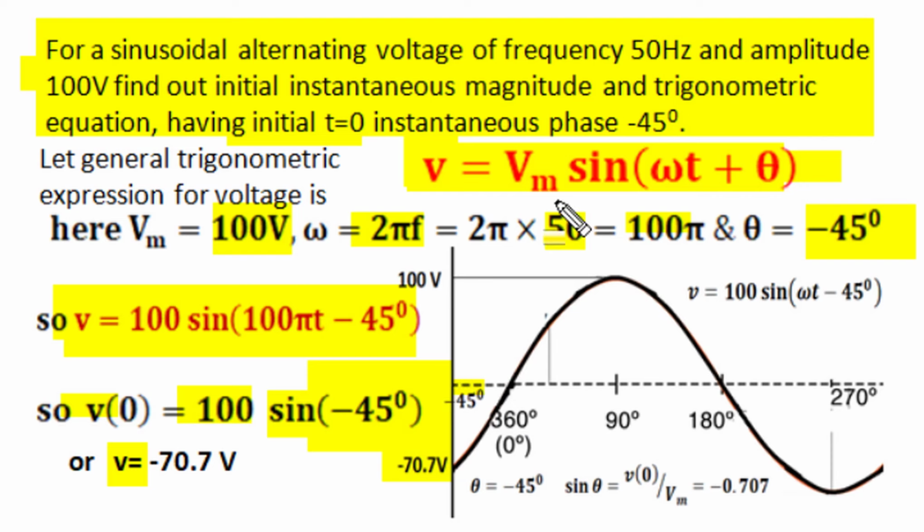So this sinusoidal signal lags the standard sine wave by 45 degree, and after 45 degree it would have the same phase position as that of the standard sine wave. The standard sine wave gets its first positive peak after 90 degree, whereas this signal will get that after 90 plus 45, that is 135 degree. So it lags the standard sine wave by 45 degree.